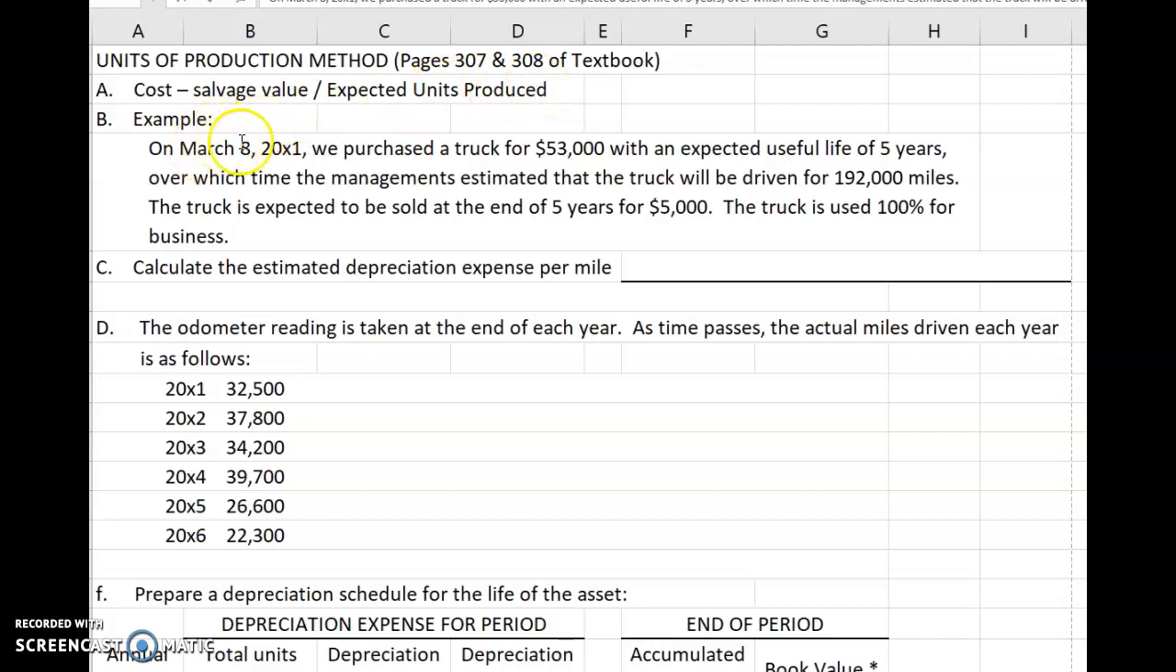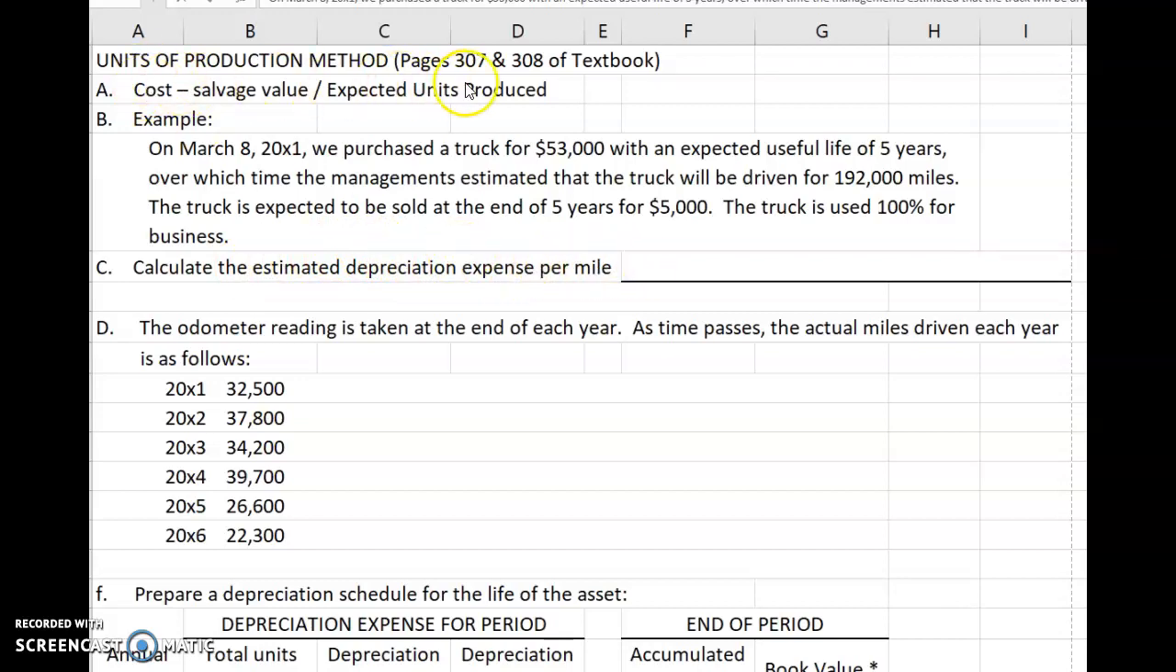Example: on March 8th, 20X1, we purchased a truck for $53,000 with an expected useful life of 5 years, over which time management estimates that the truck will be driven for 192,000 miles. The truck is expected to be sold at the end of 5 years for $5,000, and the truck is used 100% for business. Calculate the estimated depreciation expense per mile.